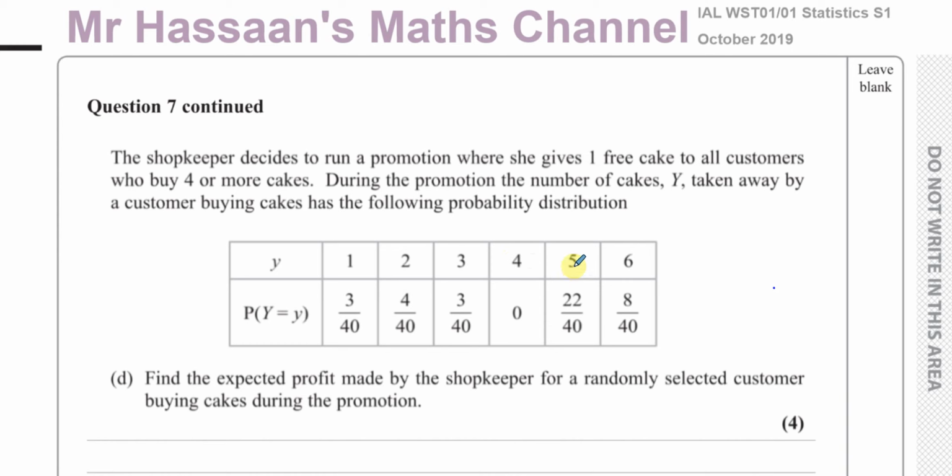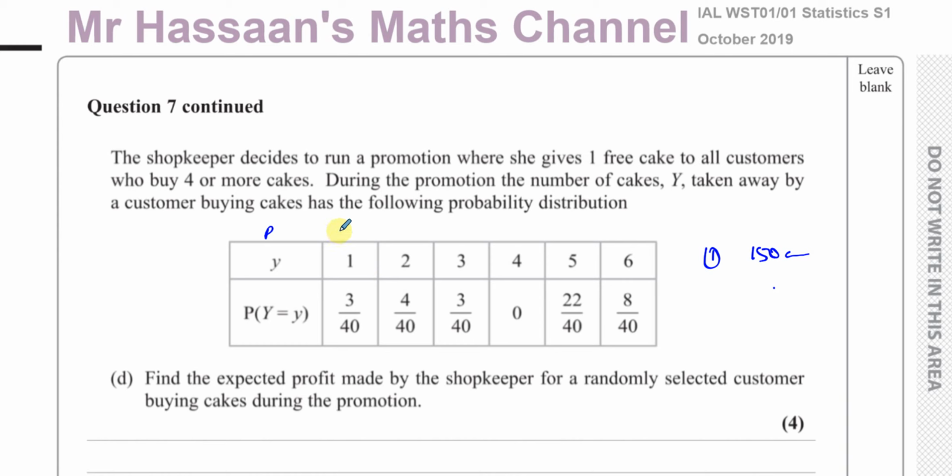So this represents how many cakes they take away, not how many cakes they pay for. They're paying for 4 cakes, but they're getting 5 cakes. Here they're paying for 5 cakes, they're getting 6 cakes, because she gives 1 free cake to all customers who buy 4 cakes or more. So now, the expected profit for each cake is 150 cents. Let's call this the profit.